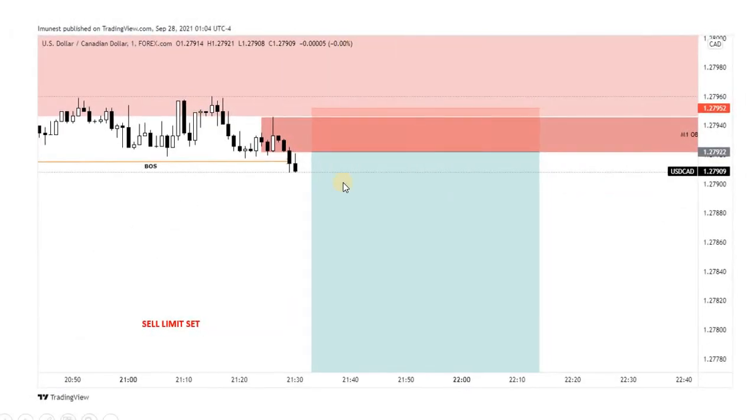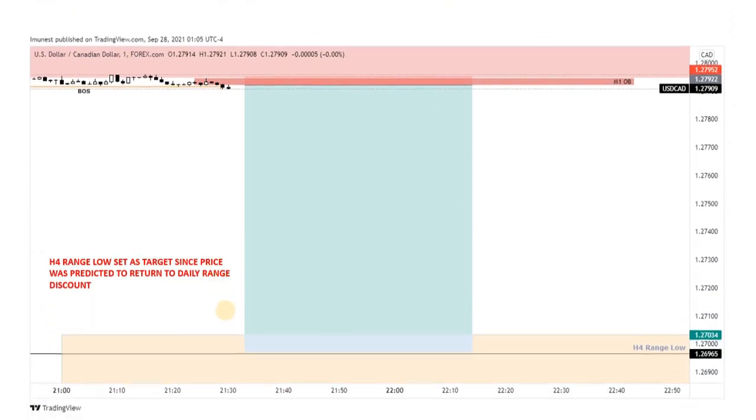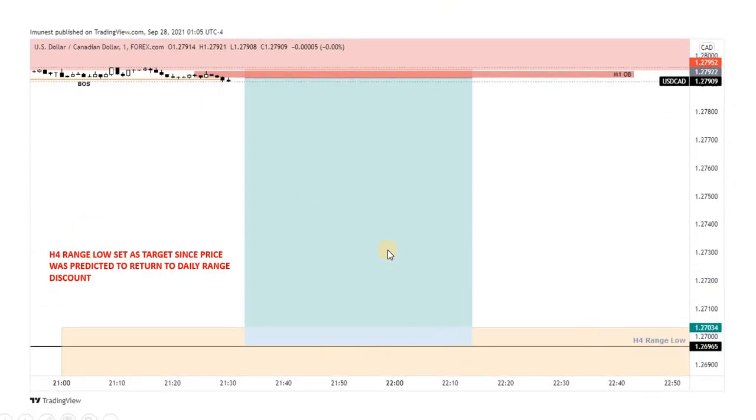Okay, step by step. Now we have set our limit using the 1 minute, our sell limit using the 1 minute order block. Look at the stop loss a little above it, and this is just showing the sell limit setting, and then this is showing us the target after setting the limit. The 4-hour range low set as target, since price was predicted to return to daily range discount. Okay, so this is what we have here.